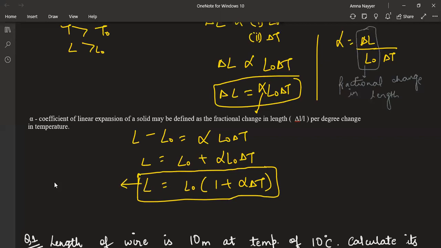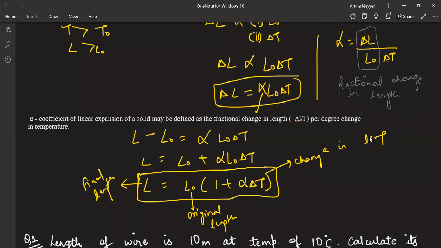What is L? L is the final length. L naught is the original length. Delta T is the change in temperature. And what is alpha? Alpha is the coefficient of linear expansion. How will you use this formula?